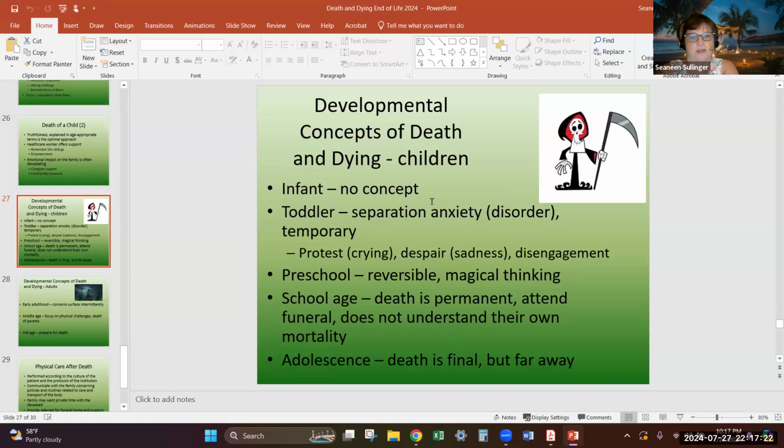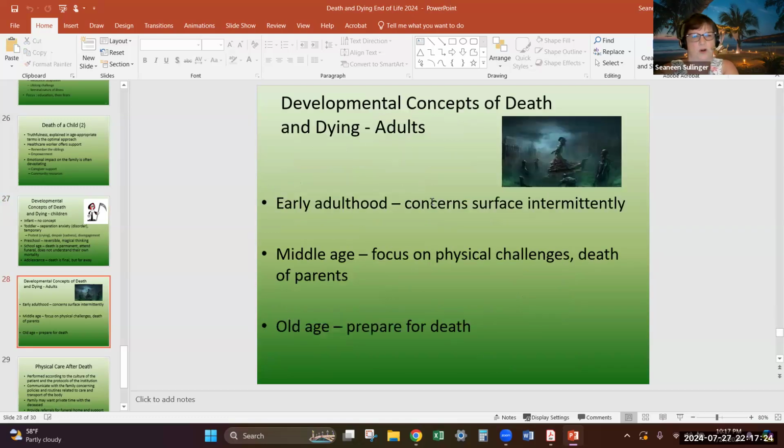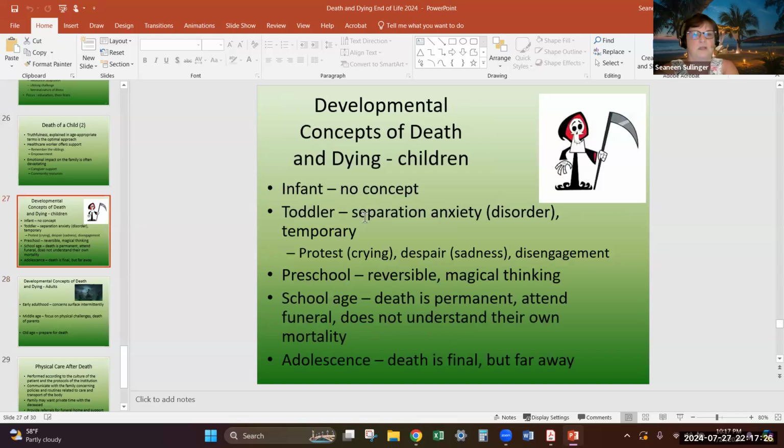And so we kind of talked about this already, but this is a little more in depth. So the infant has no concept. The toddler will have separation anxiety. They're used to that, we'll say, parent being there. Preschoolers, so 3, 4 years old, they think it's magic. They think some grandma's gone away and is going to come back. School-age children, maybe 6, 7, 8, realize that death is permanent.